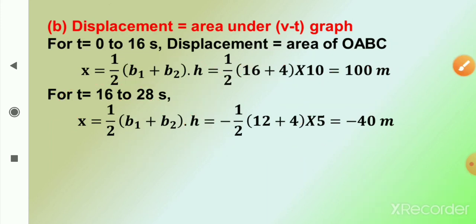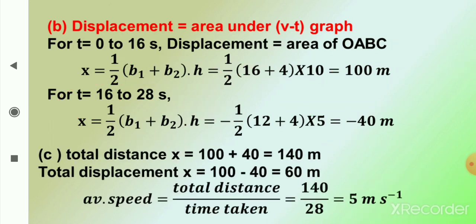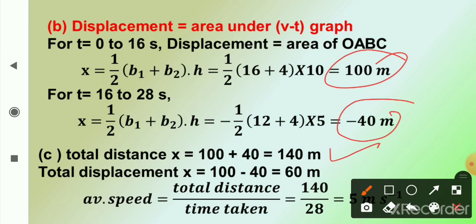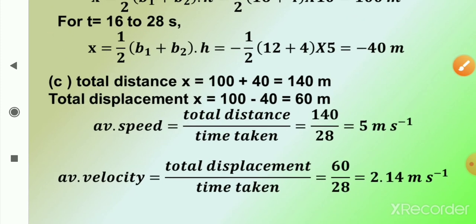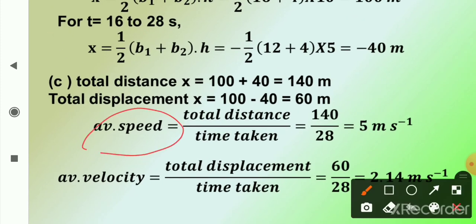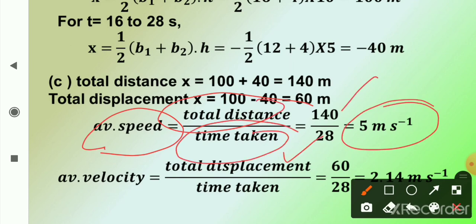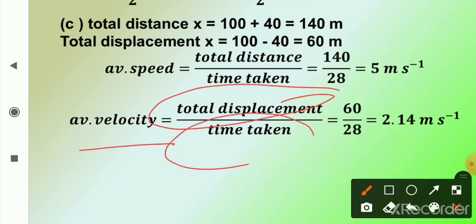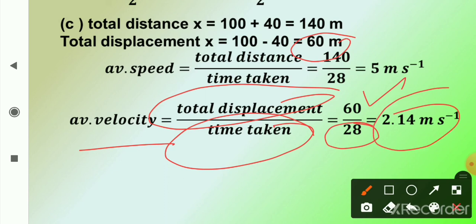And now the total distance covered, see, distance is always positive, so total distance covered will be 100 plus 40, 140 meter, and displacement is 100 minus 40, 60 meter. And average speed will be total distance upon total time, 140 upon 28 second, 5 meter per second, and average velocity is total displacement upon time taken. Now, total displacement is 60 meter, time taken is same, 28 second, and you simplify it, you get 2.14 meter per second.